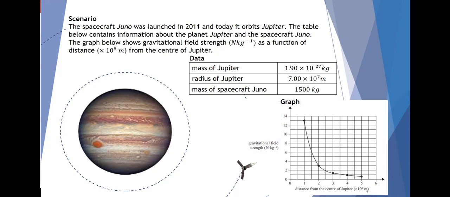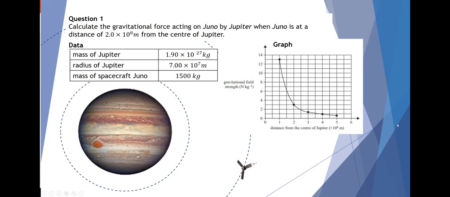So let's consider a couple of questions. Question number one, we want to calculate the gravitational force acting on Juno by Jupiter when Juno is at a distance of 2 by 10 to the 8 meters from the center of Jupiter. Okay, so let's have a look. Here on our graph is 2 by 10 to the 8 meters. So at this radius, we find there is a gravitational field strength of 3 newtons per kilogram.